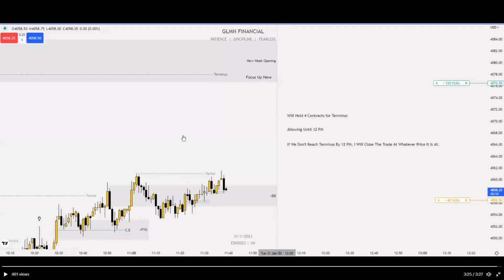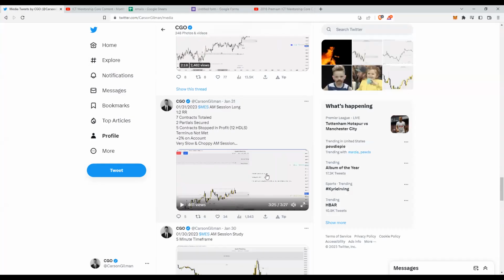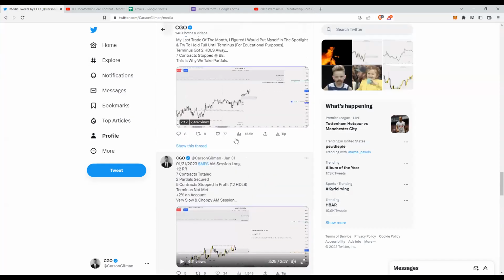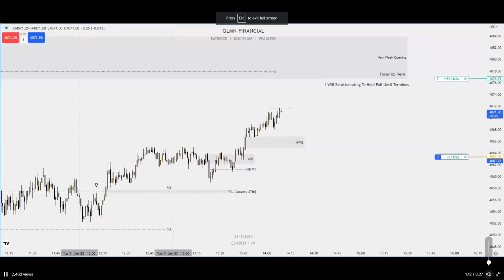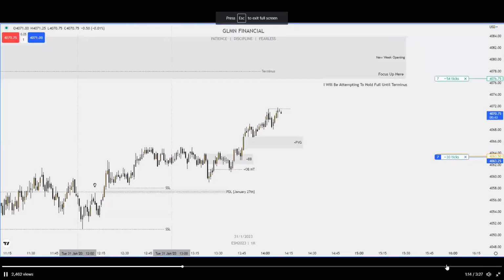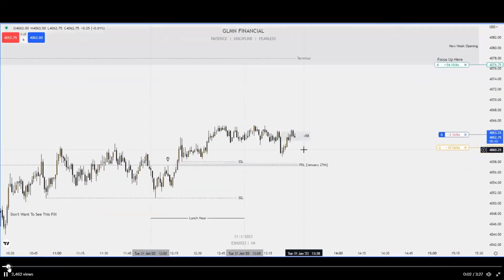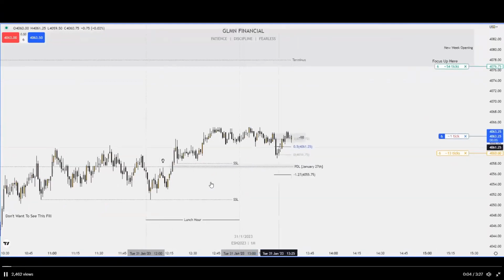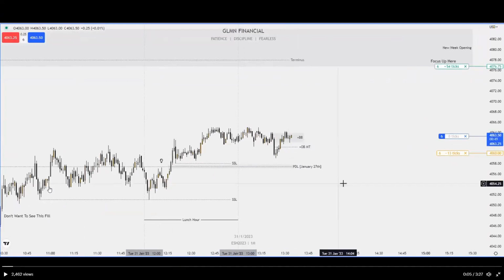But the AM session had nothing to do with the new week opening, and that's why you saw me get stopped out at like 40 ticks. And then in the PM session, I'm having the same target. This was the one that made me want to almost throw up. So this is me identifying stuff in the AM session. I think this is what stopped me out, this run in here. And then you have the lunch hour. You do have sell side liquidity in here.